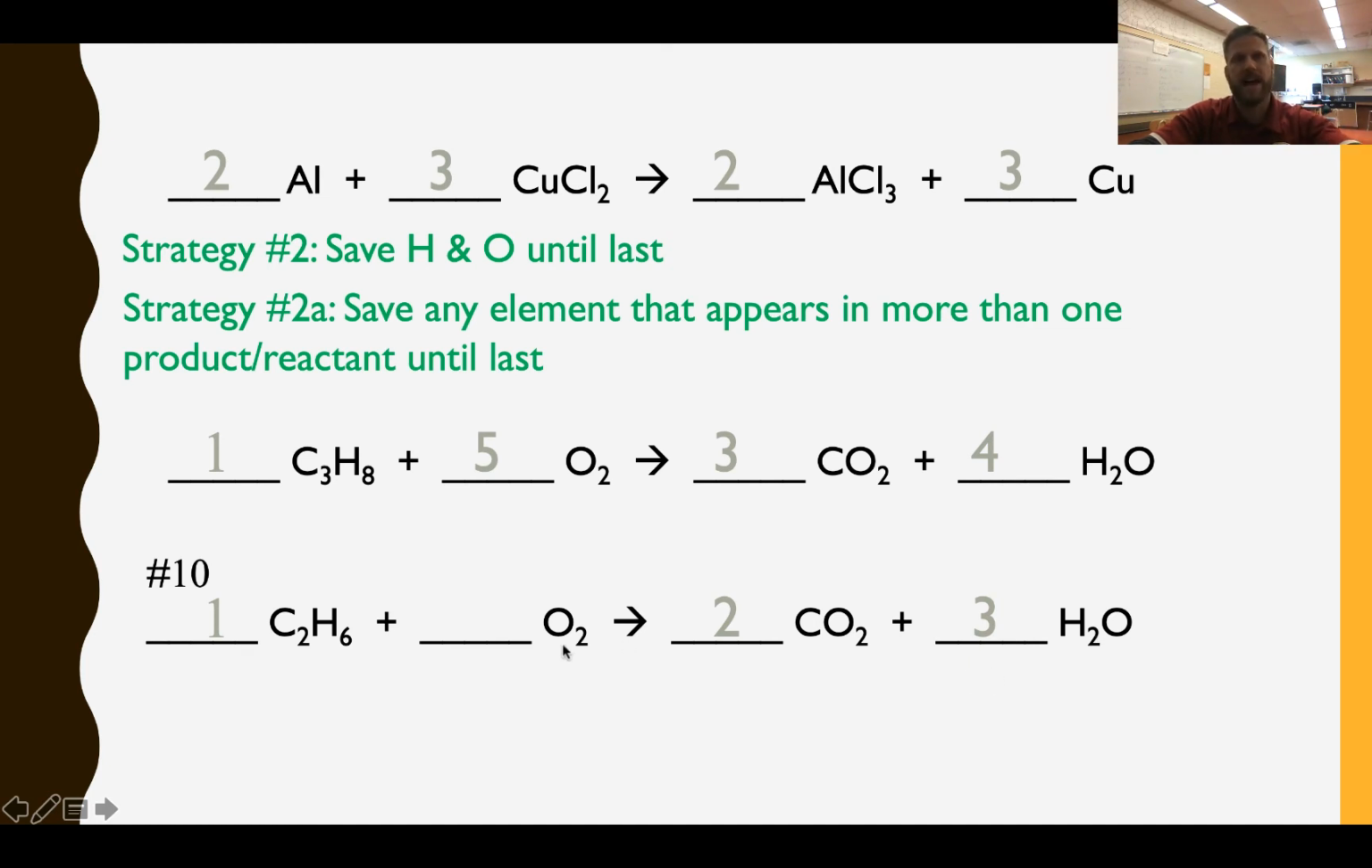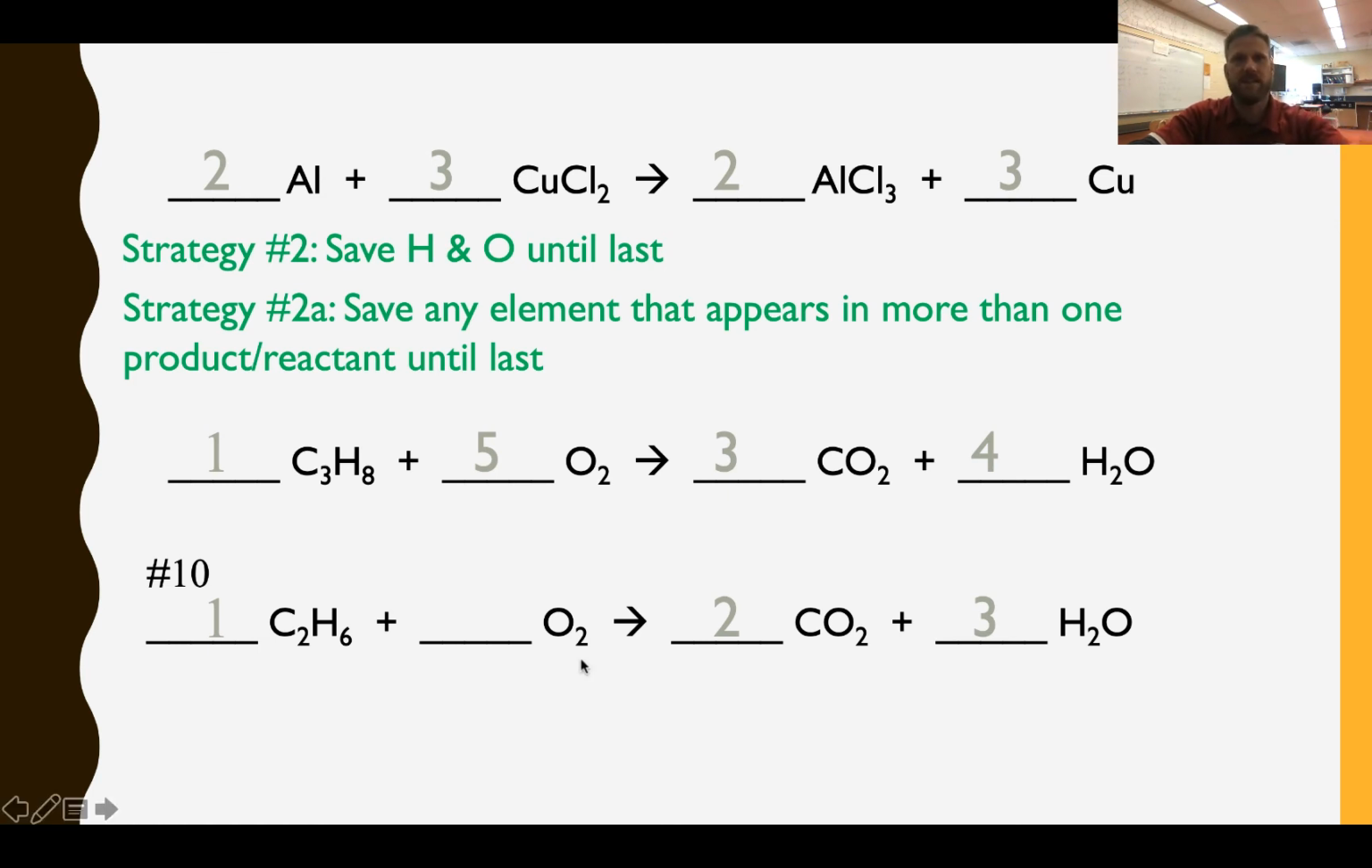Let's attack these oxygen atoms. On the reactant side, I presently have 2 oxygen atoms. On the product side, there are 7. 2 times 2 equals 4 here in CO2. 3 times 1 equals 3 here in water. That gives me a total of 7.